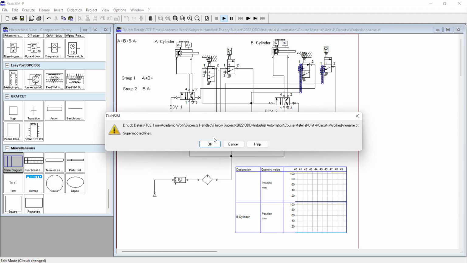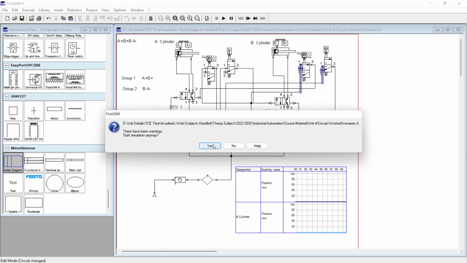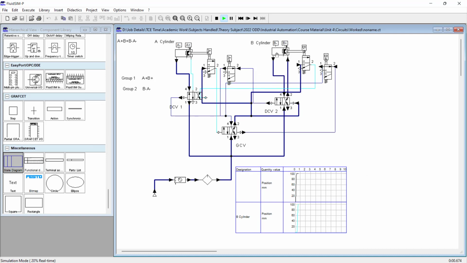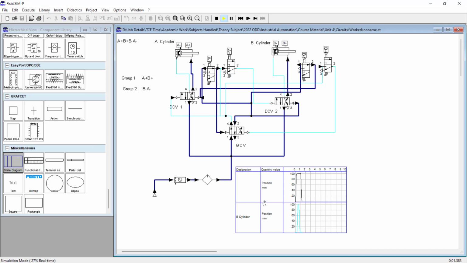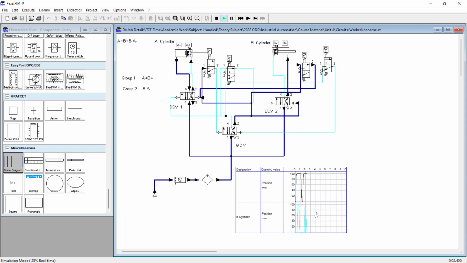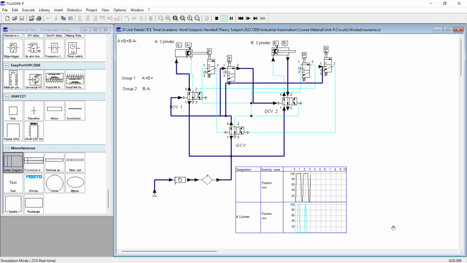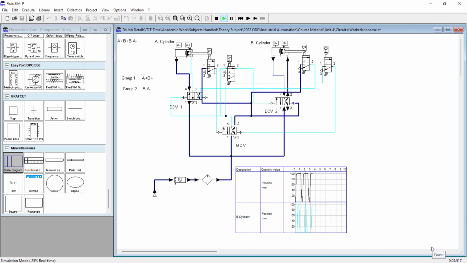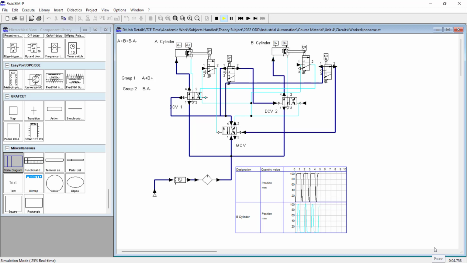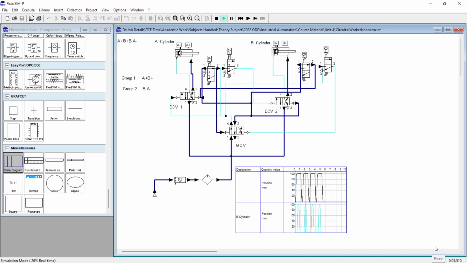We submit. The sequence is A plus, B plus, B minus, A minus. You need to give the connections carefully. Thank you.